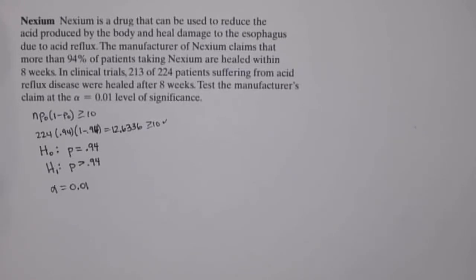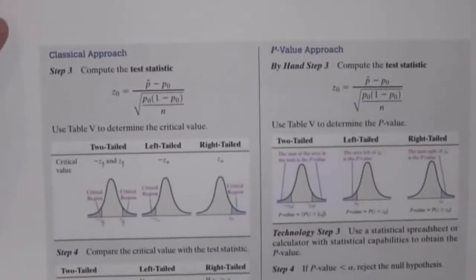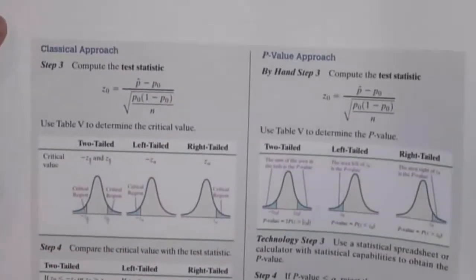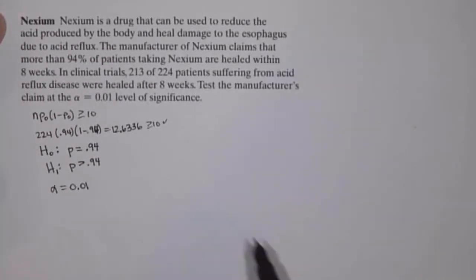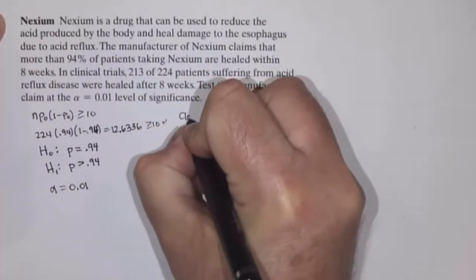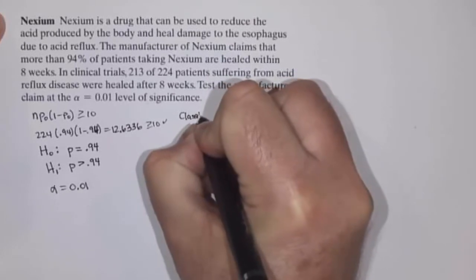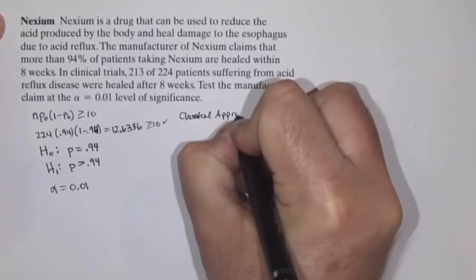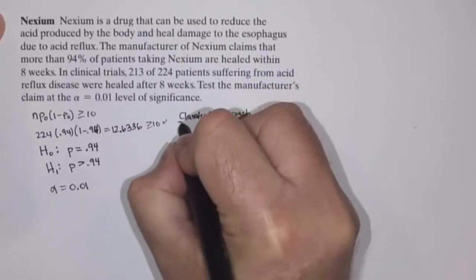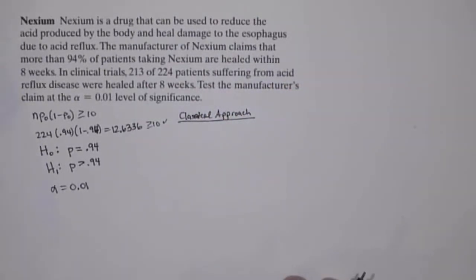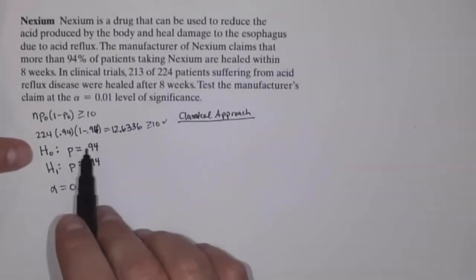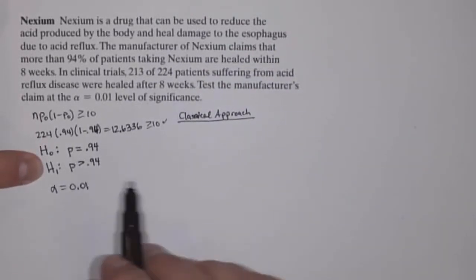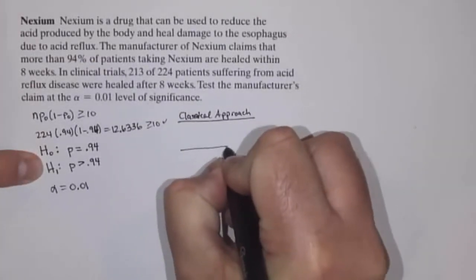Step 3. Now I'm going to split this up, depending on whether we're dealing with the classical approach or the p-value approach, and I'm going to do it both ways. So let's start by looking at the classical approach. With the classical approach, first of all, notice that we have a right-tailed test. Because our alternative hypothesis is greater than, we're going to be dealing with a right-tailed test.